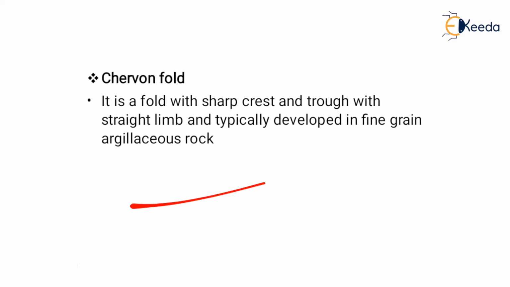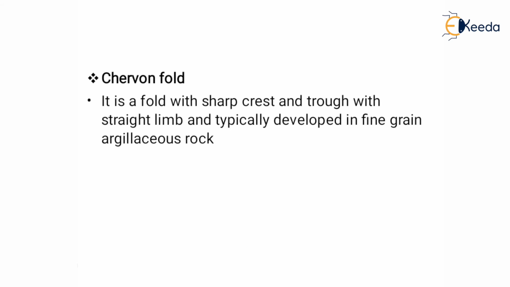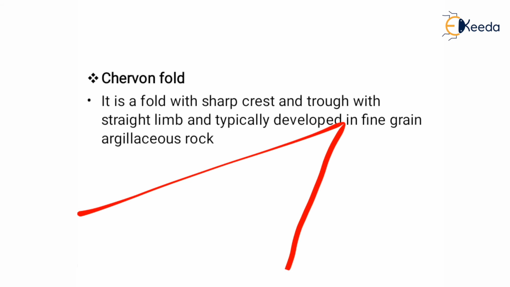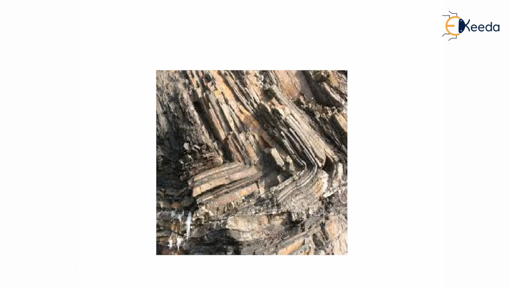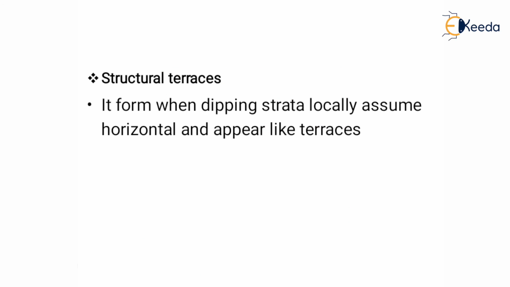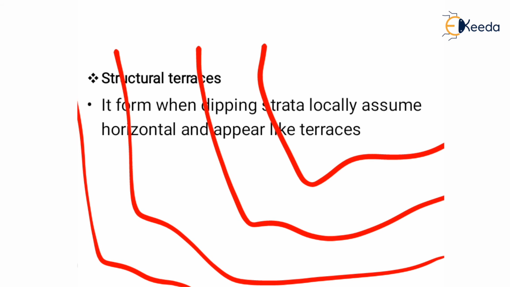Chevron fold. It is a very sharp fold. See, this type of fold is called a chevron fold. A fold with a sharp crest and straight limbs, typically developed in fine-grained argillaceous rock. The straight limbs, the sharp crest part and the trough part. This is called a chevron fold. This is the sharp crest and trough part. Structural terrace. It is formed in dipping strata that locally assume a horizontal position, appearing like terraces. See, this is like a fold structure developed, called a structural terrace fold.